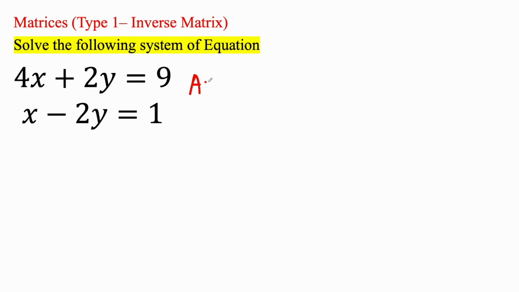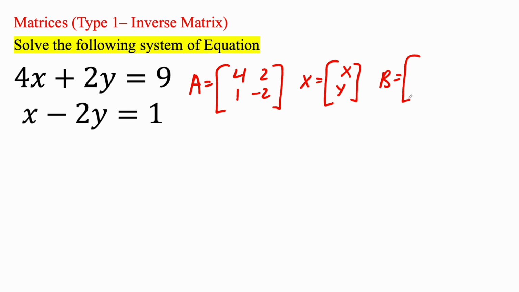So I'm going to say matrix A is equal to our coefficients, 4, 2, 1, negative 2. And matrix X is equal to our variables, which is X and Y. And matrix B is equal to our answers, 9 and 1. Now we're going to take matrix A and multiply by matrix X, and this is going to equal matrix B. Let's think about this. 4 times X plus 2 times Y gives you 9, which matches this. Likewise, 1 times X minus 2 times Y, so negative 2Y, is equal to 1.